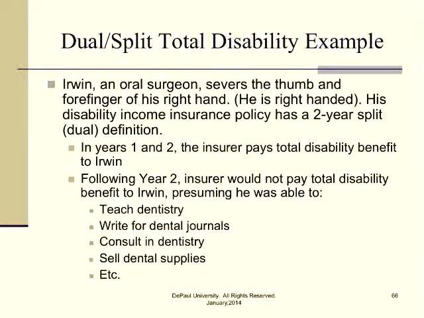Some plans are going to what's called a dual definition, and that's on slide number 66. Irwin was an oral surgeon. He severs the thumb and forefinger in one of his hands. He can no longer be an oral surgeon. However, for the first 1, 2, 3, or 5 years, he will get paid. After that, can he teach surgery? Can he teach dentistry? Can he write? Can he be a consultant? All of these things are important. The definition is key to what you're buying.